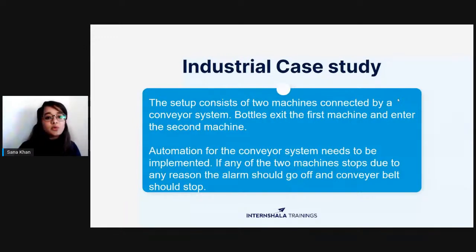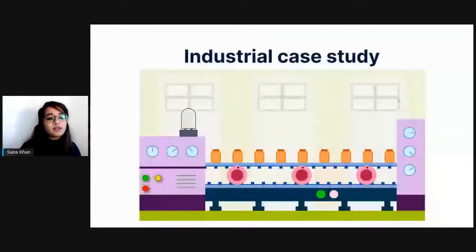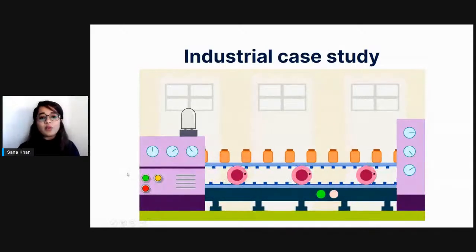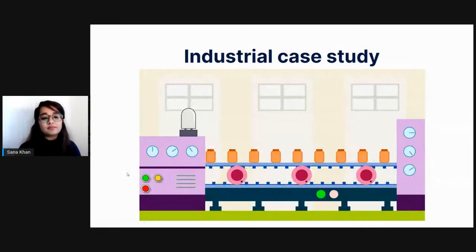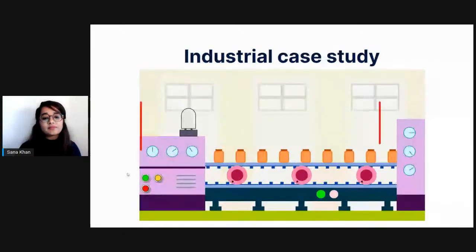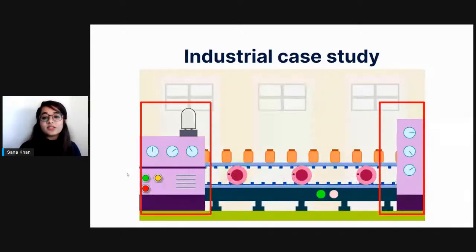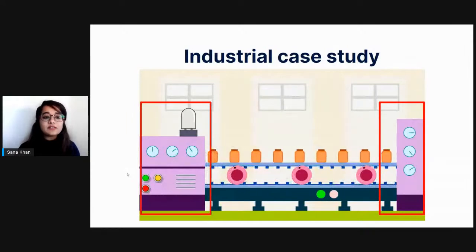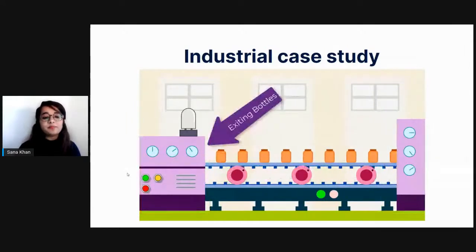So just for all of you to understand this better, I have put a small video. Just have a quick look at it. You can see the two machines here in purple, right? And there is a conveyor system and there's an alarm over here. So let me play this video for you. It doesn't have a voice. So these are the two machines which will give me the status, and I need to monitor them.